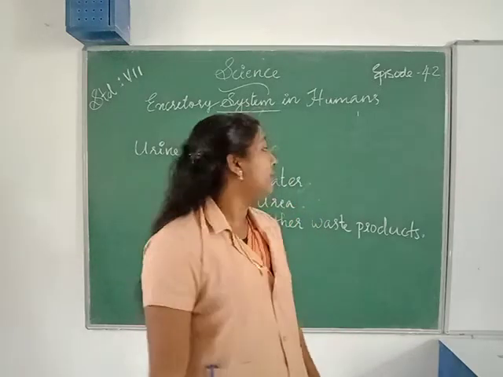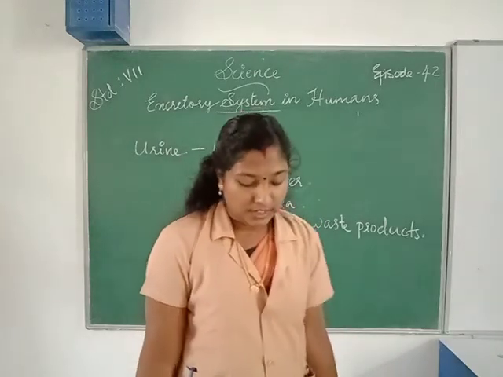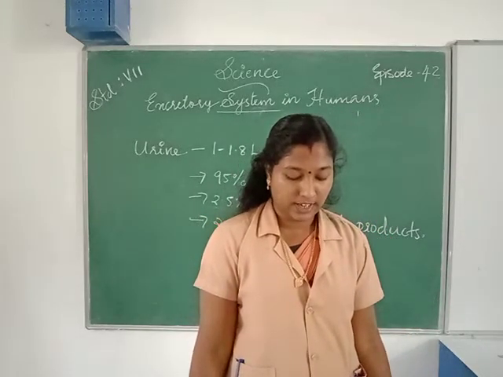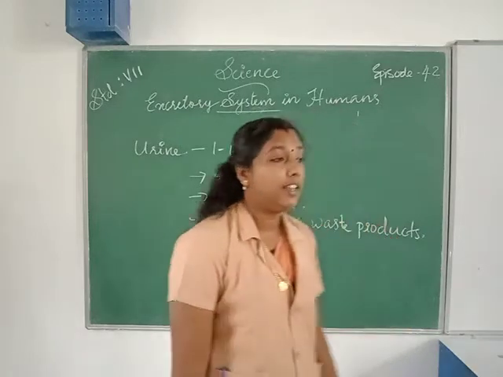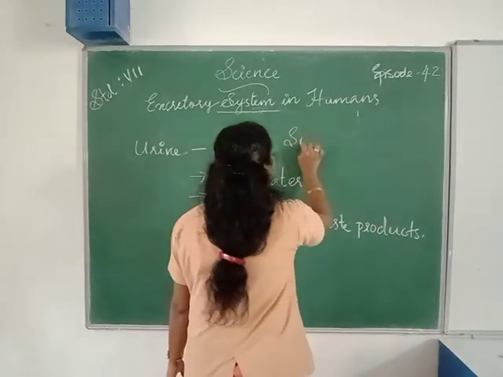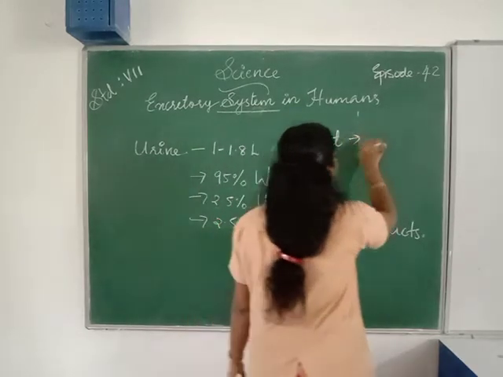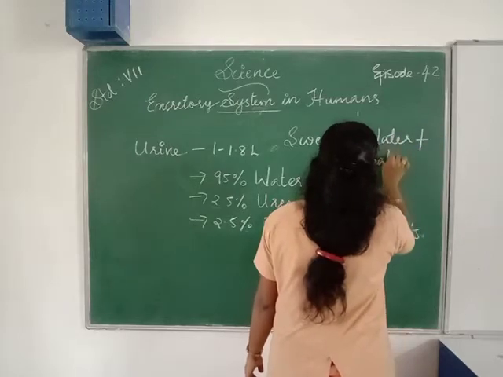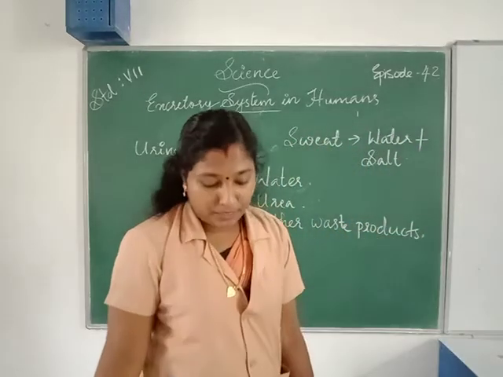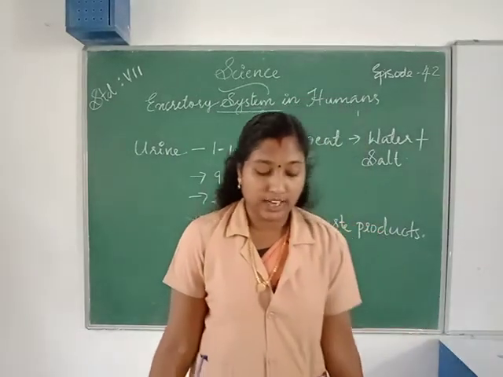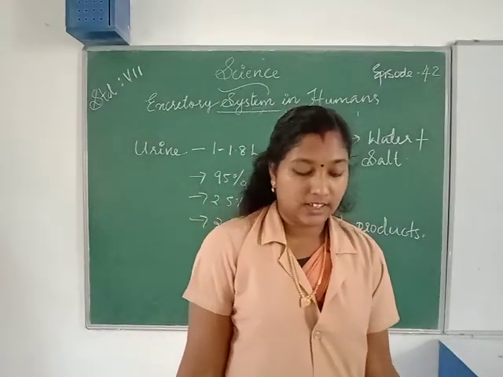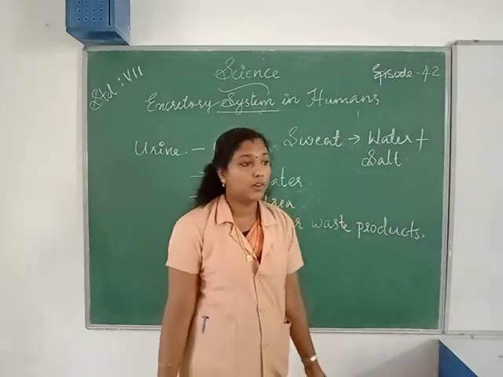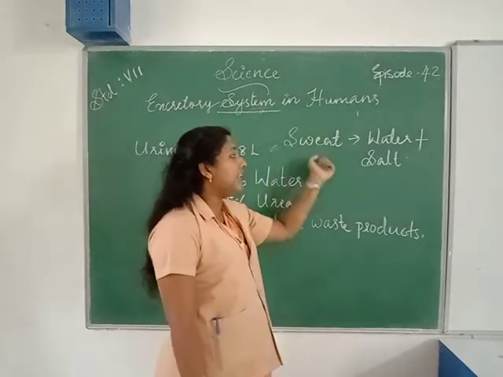the waste is removed from our body through sweating. We know that during summer seasons we experience sweat. The sweat contains water and salt. We can analyze that the sweat contains water and salt because sometimes during summer season some white patches are formed on our clothes. That indicates our sweat contains salt.